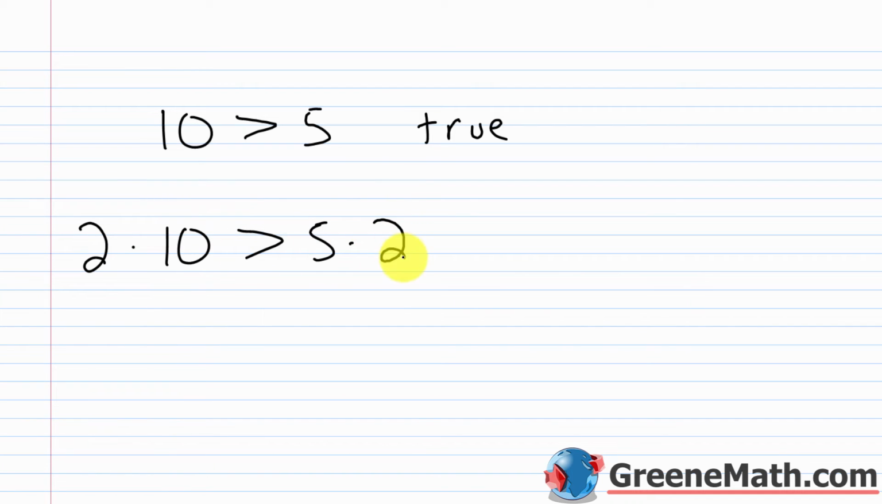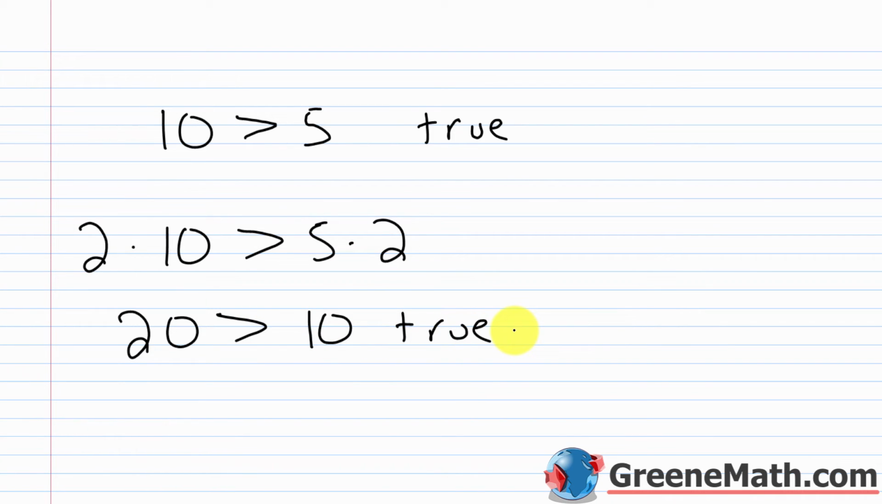So again, let's start out with a true statement. Let's say I had something like 10 is greater than 5. Okay, so at this point, we all know this is true. Again, if I multiply both sides by the same positive value, we'll still have a true statement. So let's say we multiply both sides by positive 2. So positive 2 times 10 is greater than 5 times positive 2. And 2 times 10 is 20. And this is larger than or greater than 5 times 2, which is 10. Yeah, this is still true.